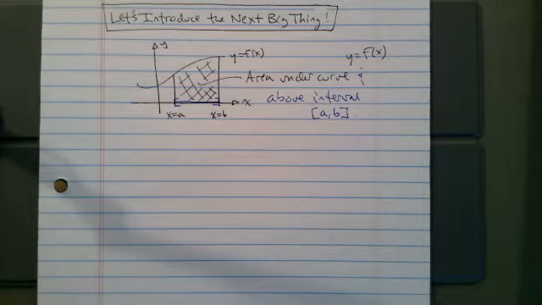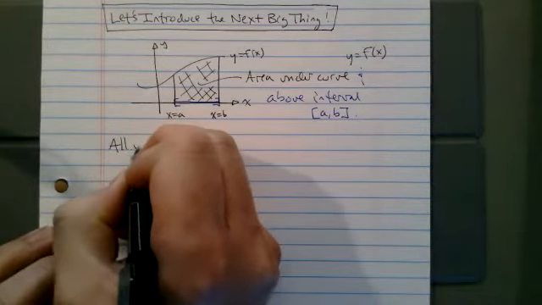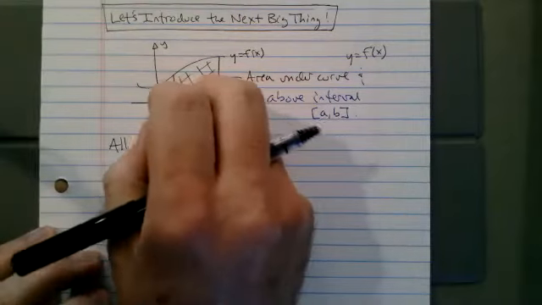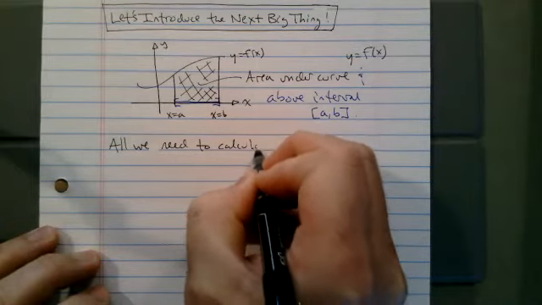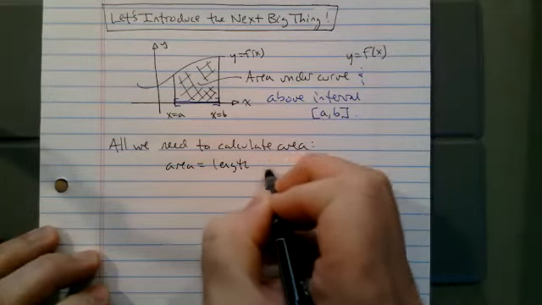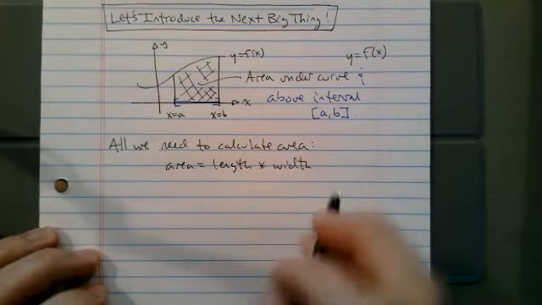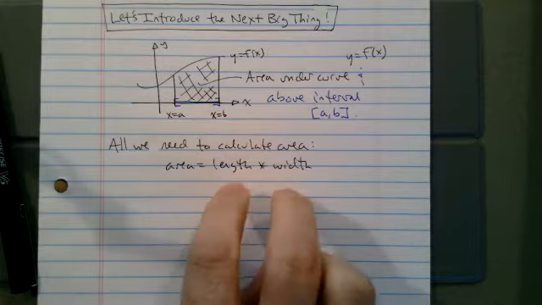Let's talk about how we're going to calculate the area. And we're going to summarize that with all we need to calculate area. Area is equal to length times width. Once we have calculus, once we start getting the ideas of calculus, all area is just rectangles. If we're calculating an area, length times width is all we need. All the area formulas that we have, we can get from length times width.